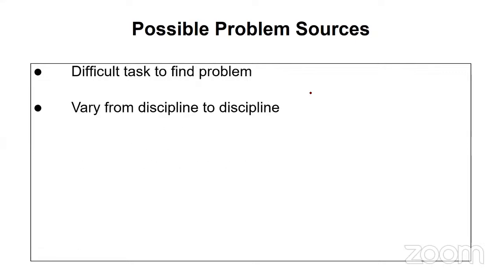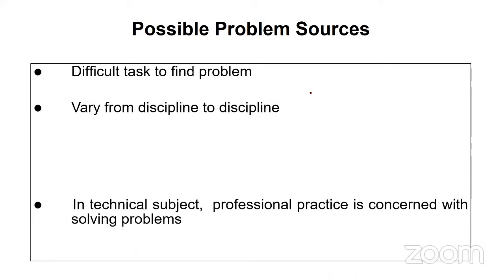Now, I will discuss some possible problem sources. Obviously, it's very difficult to find a problem. And obviously, it varies from discipline to discipline. For engineering, it may be easier to find a problem, while if you are teaching English, humanities, mathematics, or Sanskrit, maybe it's very tough to find a concrete problem related to real life as well as one that will cover all the content objectives.